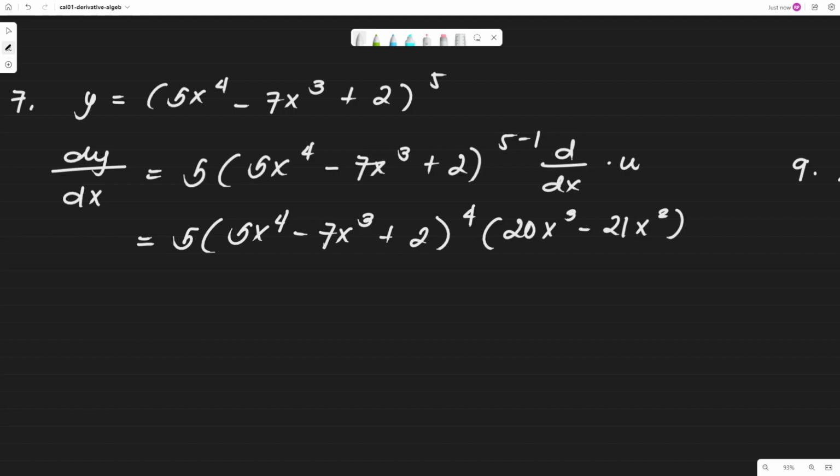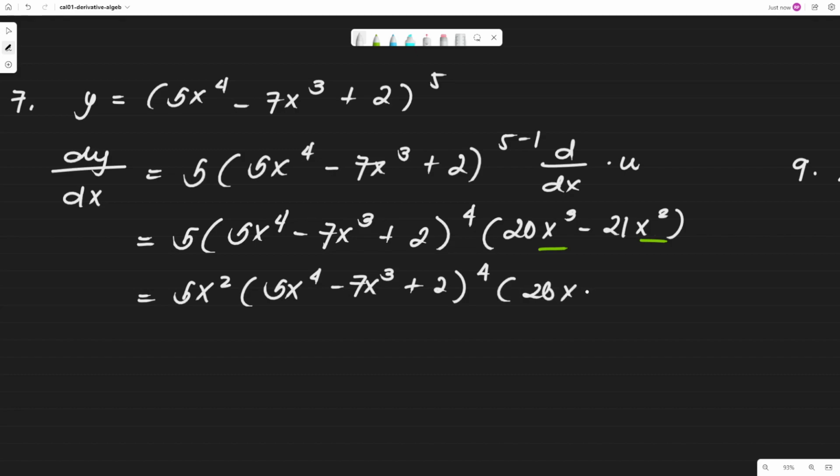Since x squared is common, we subtract 2 from the exponent here. We can factor that out and we will have 5x squared. Let's move it to the front, times 5x raised to 4 minus 7x cubed plus 2, quantity raised to 4, times 20x minus 21. So this is y prime, and this is our answer.